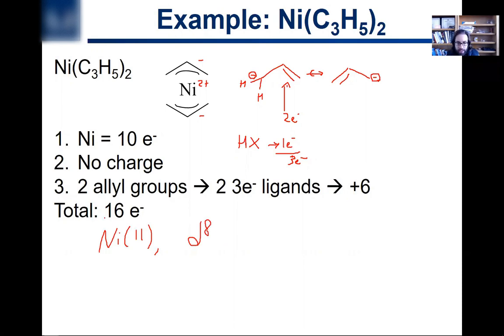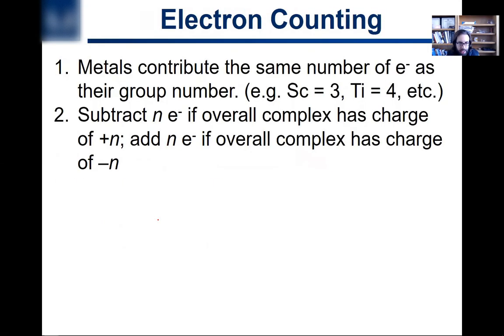Now, you'll notice this violates the 18 electron rule. There's actually 16 electrons. This is very common for D8 complexes. Why is that?